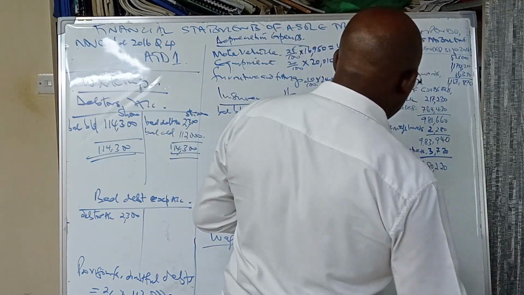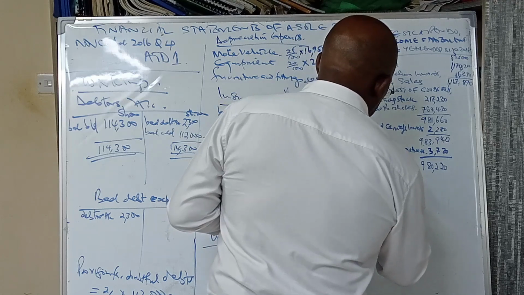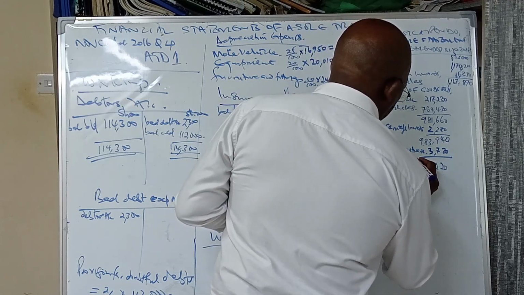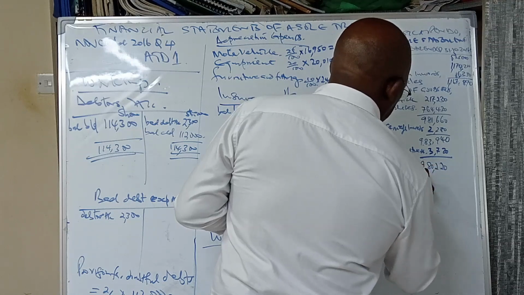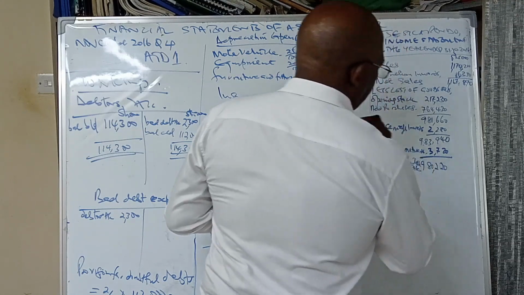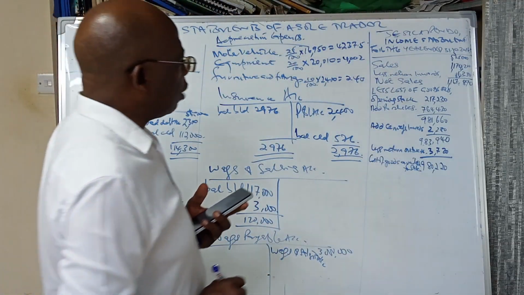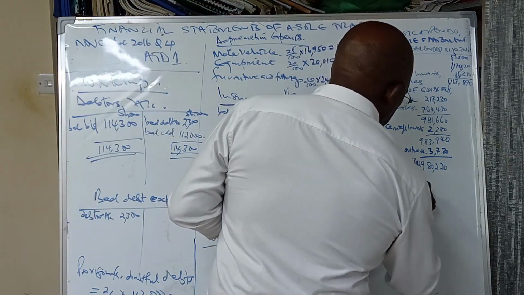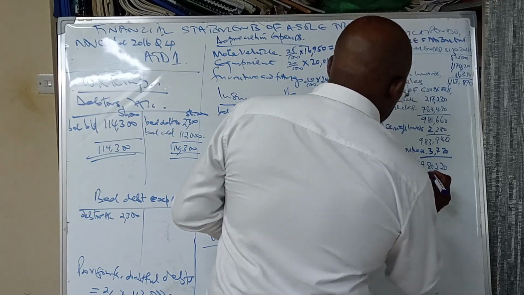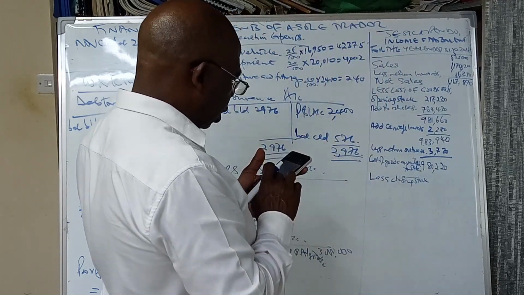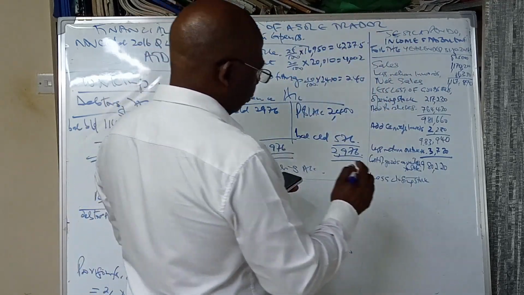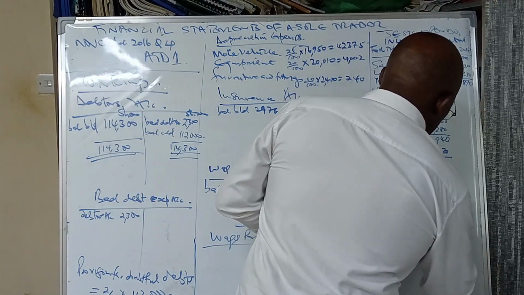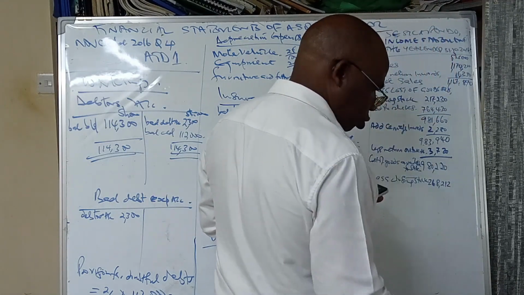And this is the cost of goods available for sale. The space is small, but cost of goods available for sale. Then we less closing stock. The closing stock from additional information number 1 was 268,212.